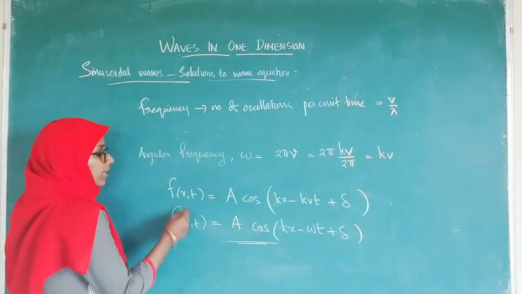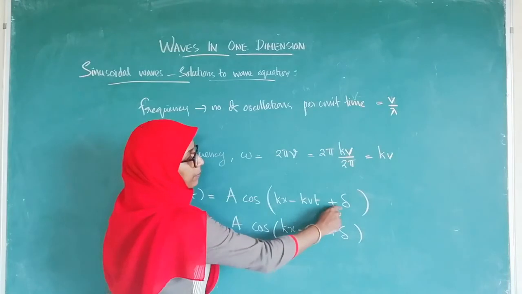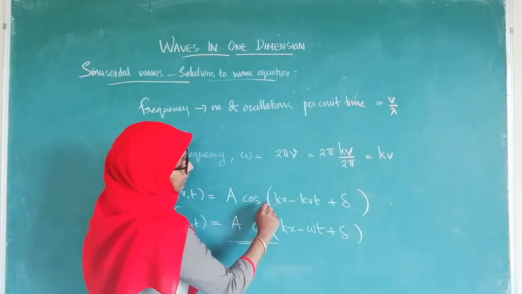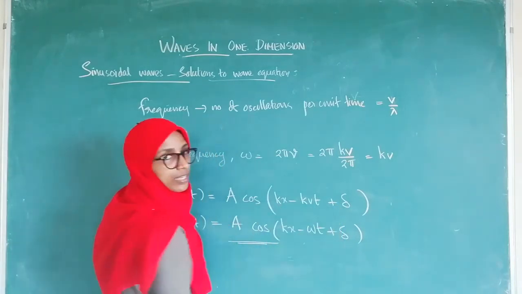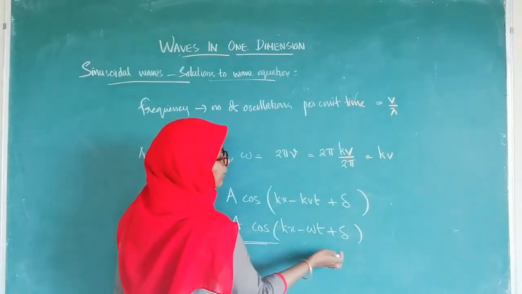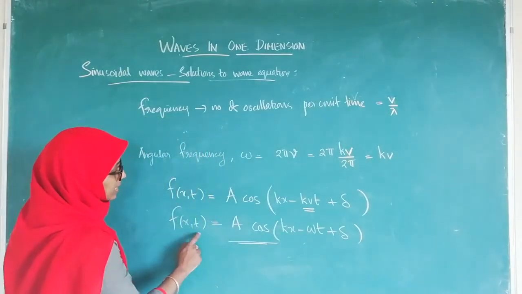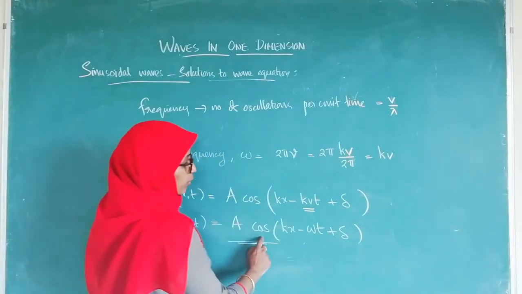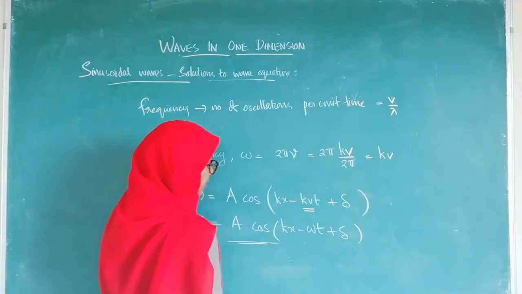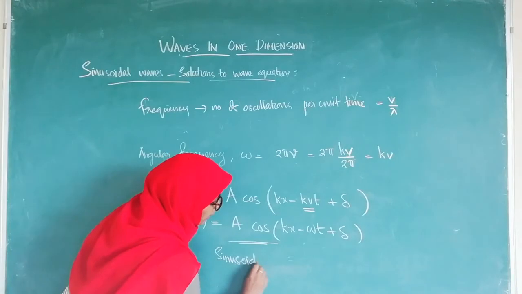As we know, f of x, t is equal to A cos k into x minus vt plus delta. I have taken the k inside this bracket. That is kx minus kvt plus delta. Now we can substitute this kv as omega. That is, f of x, t is equal to A cos kx minus omega t plus delta. This is the sinusoidal wave solution.